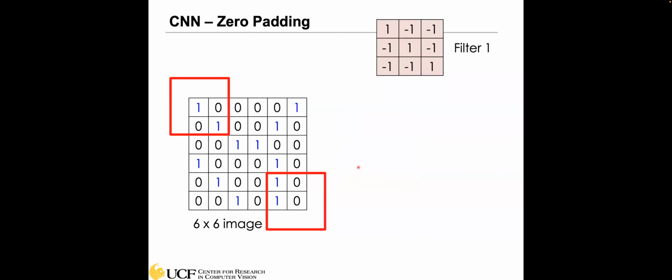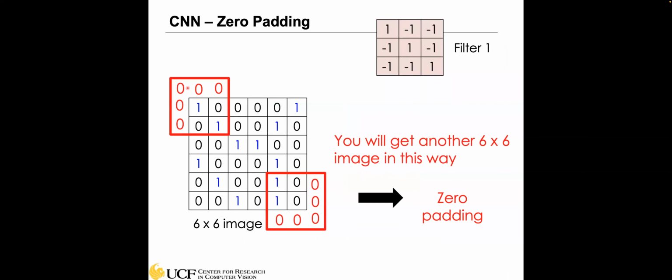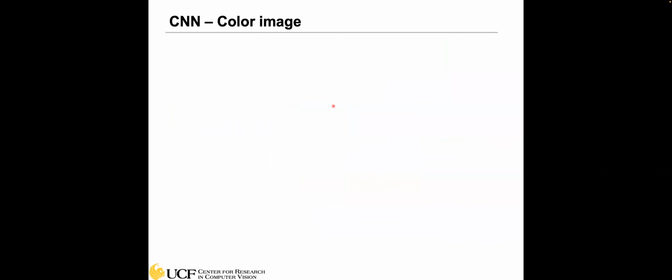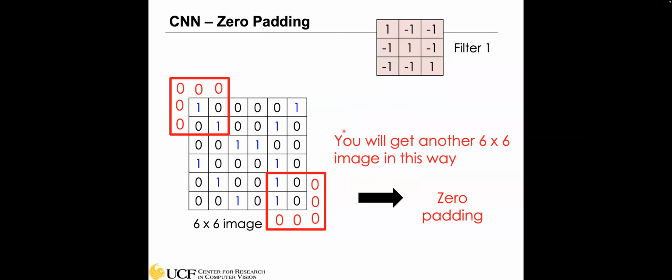And if we want to generate an output with the same size, we can use a technique called zero padding, right? Basically, you can pad the zeros at the border, so that you can shift to another position here. You are able to generate a feature map with the same size as your input image. Okay, we can do the zero padding.